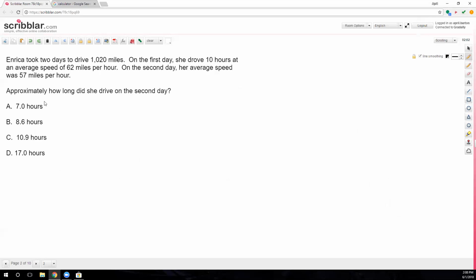So let's practice one more. Enrica took 2 days to drive 1,020 miles. On the first day, she drove 10 hours at an average speed of 62 miles per hour. On the second day, her average speed was 57 miles per hour. Approximately how long did she drive on the second day? So again, a very similar setup. They don't tell you the formula. You would need to know distance equals rate times time.